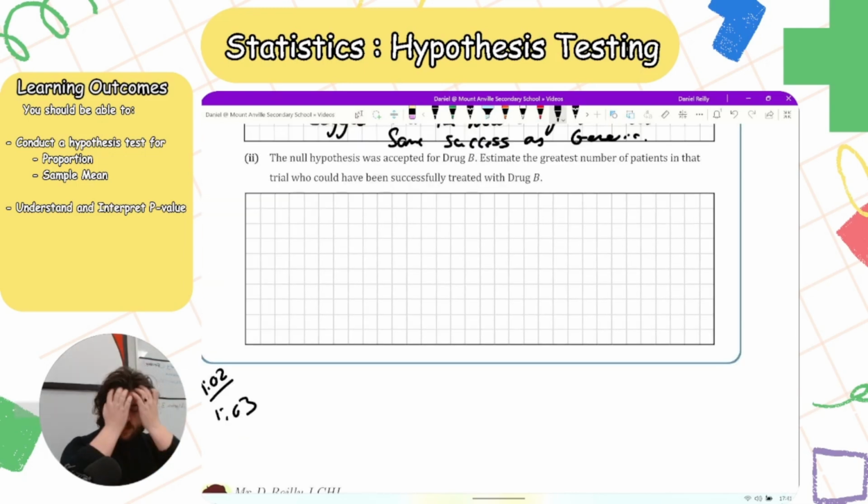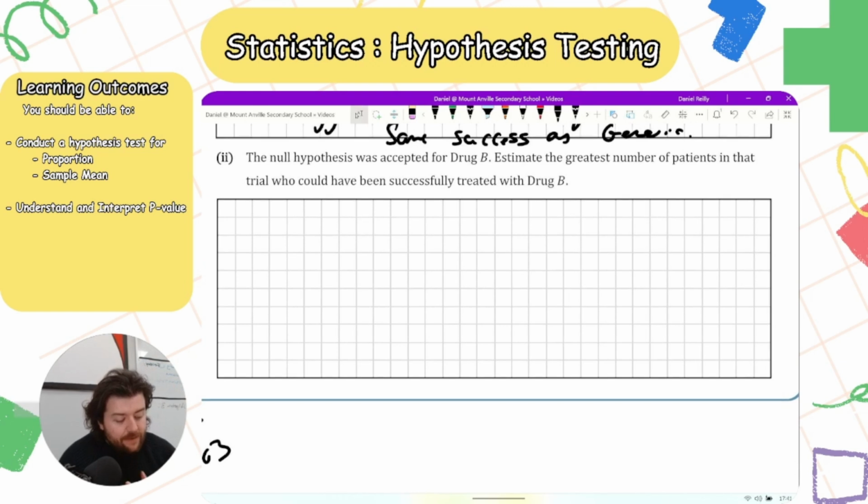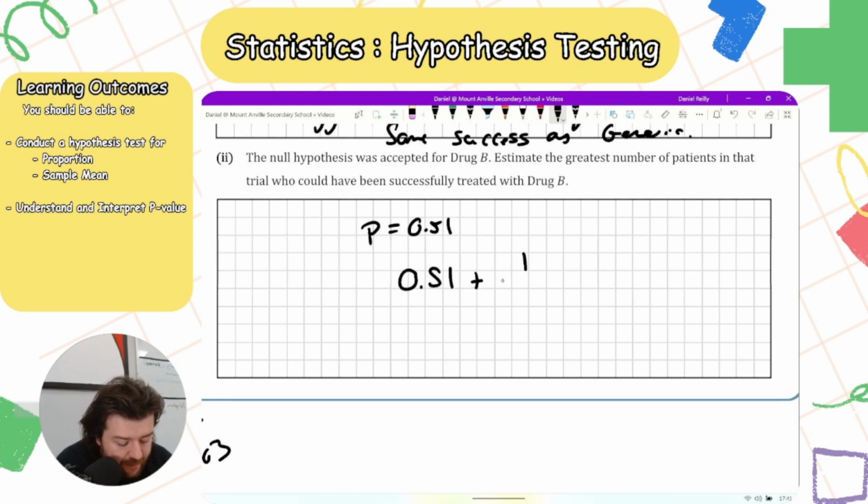Right. So let's look at the last part here. So the null hypothesis was accepted for drug B. Estimate the greatest number of patients in the trial that have been successfully treated by drug B. So if it was accepted, that means the population proportion of people who are helped by drug B was 0.51, right? And what's the greatest proportion that could be? Well, we have to use my margin of error, so I have to add on my 1 over root 500, right?